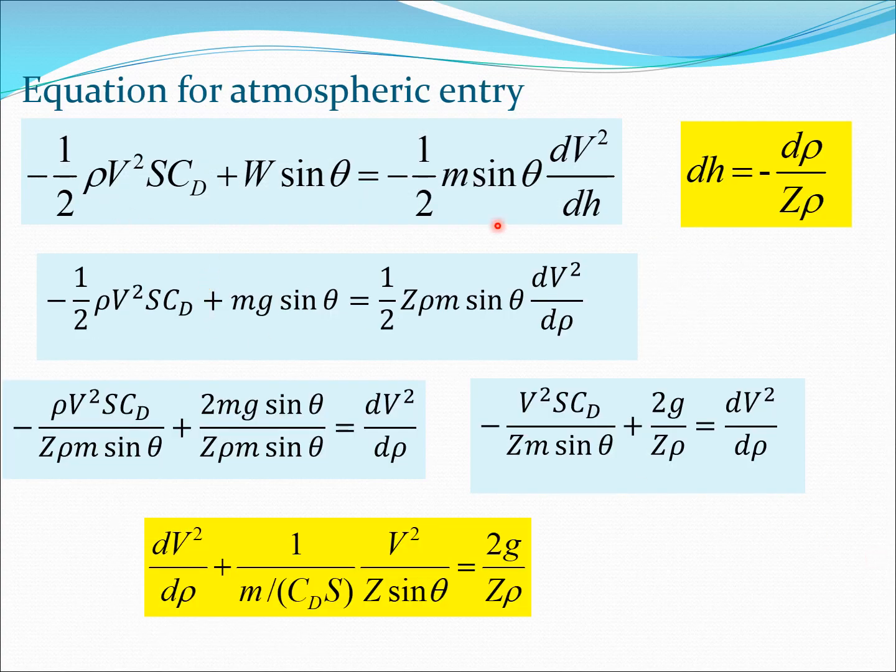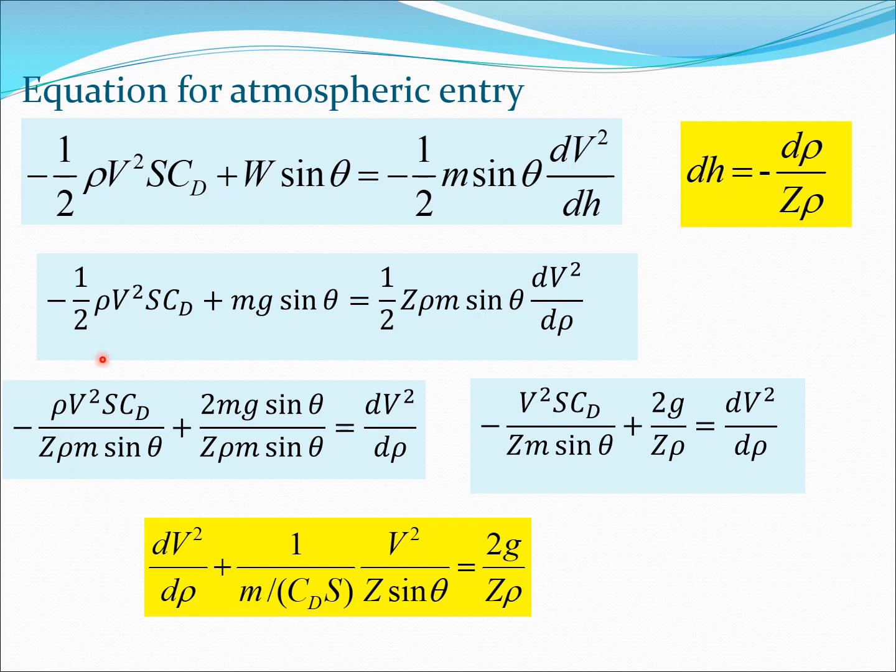So we do that, we take this equation and we take this equation and we combine them. So what I have done is I have replaced dh here by dρ by zρ. So I get this equation here. So what happened, dρ came here and the z and ρ term went up. Now I take this equation and I divide throughout by this quantity zρ m sine theta, and also I multiply by 2 throughout. So I get this equation here.